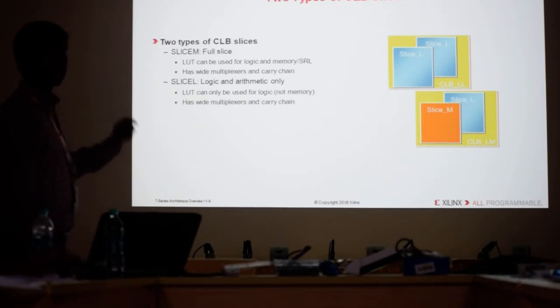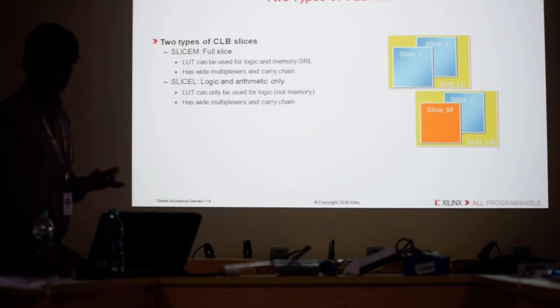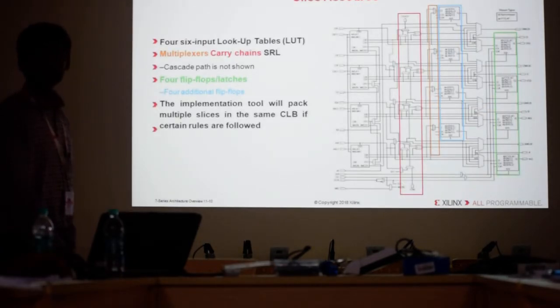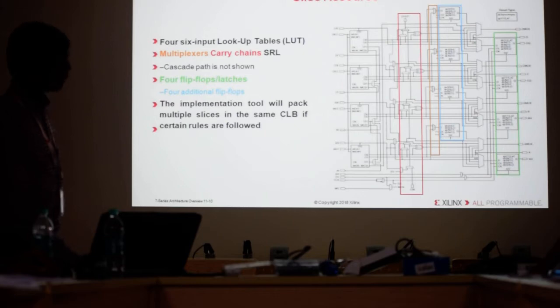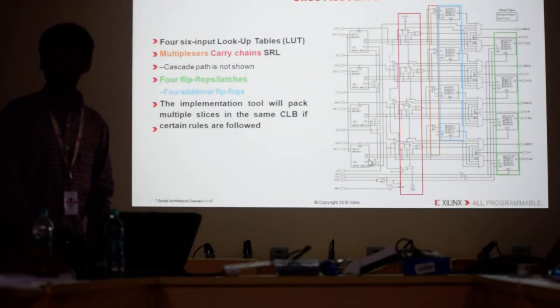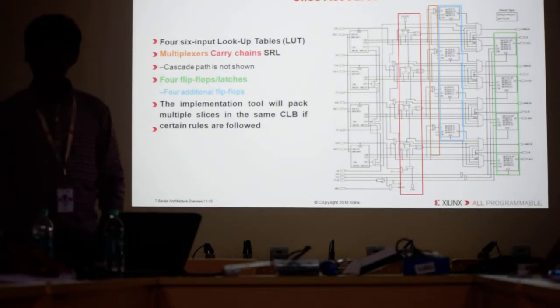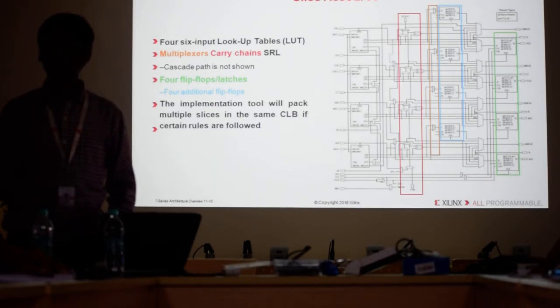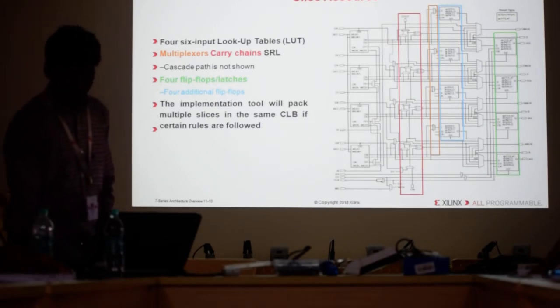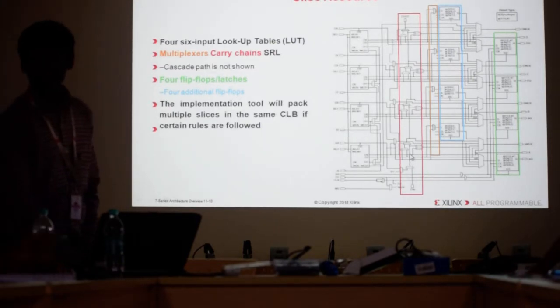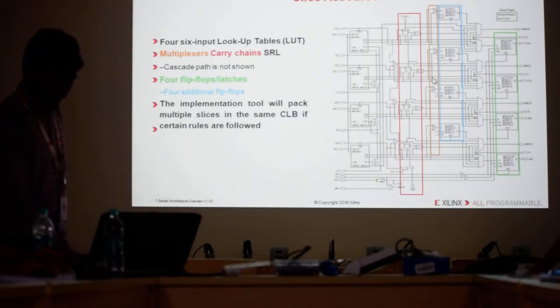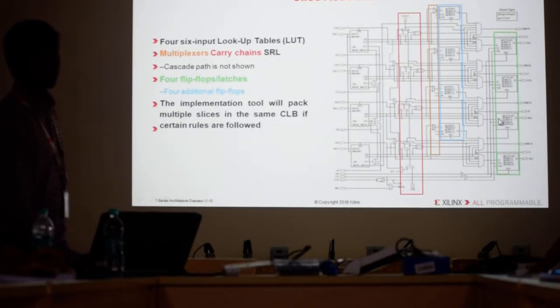So we'll see what is inside a slice. One CLB consists of 2 slices. What is inside a slice? This is the architecture of a slice. It looks very complex, but it's very simple. The first section you have 4 LUTs, lookup tables. Again a storage element. You write a program, it gets stored in the lookup table. So you have 4 lookup tables followed by a carry chain, which is marked in red, and then multiplexers, and then a flip flop or latch.